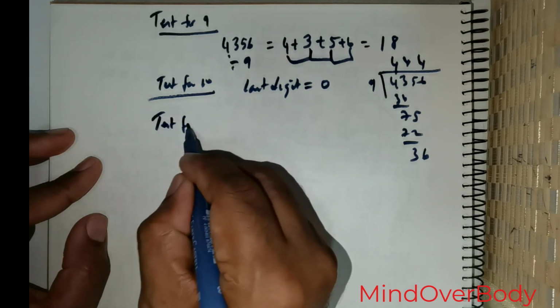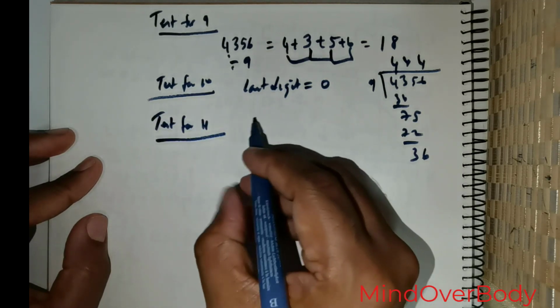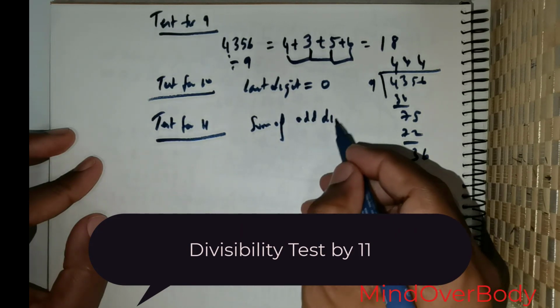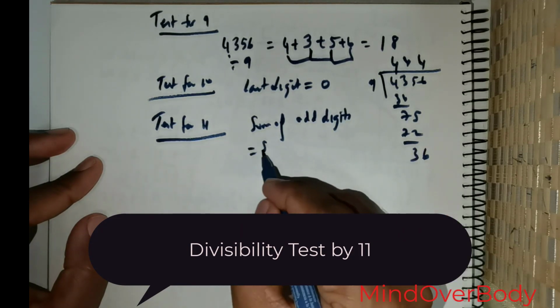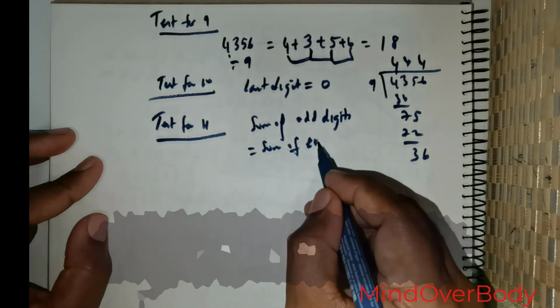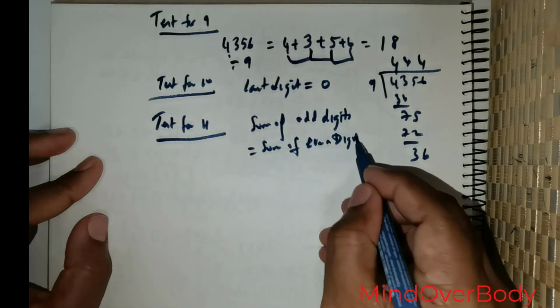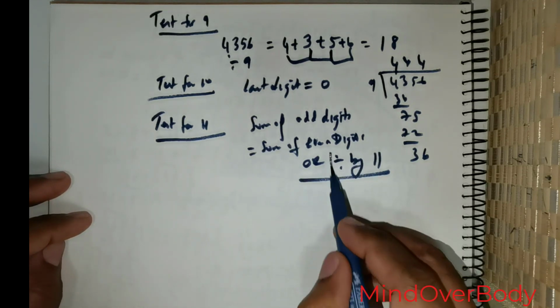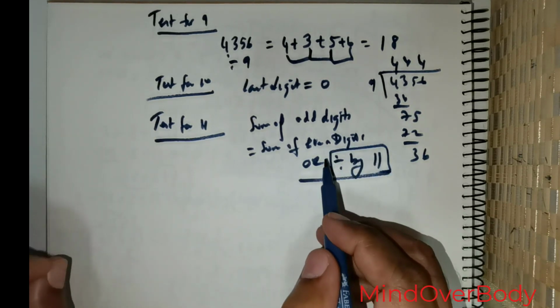Now the test for 11. Now the sum of odd digits should be equal to the sum of even digits. That's it. Or it should differ by a number which is divisible by 11.